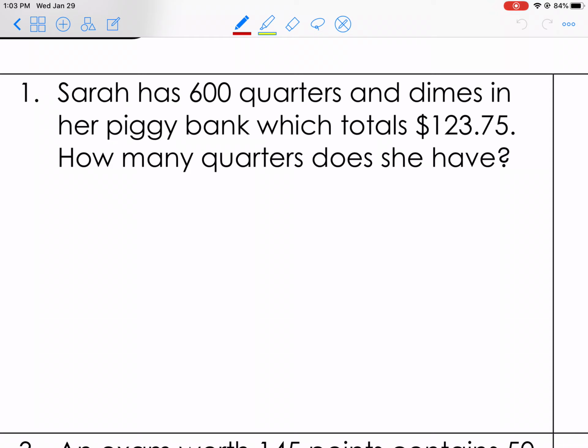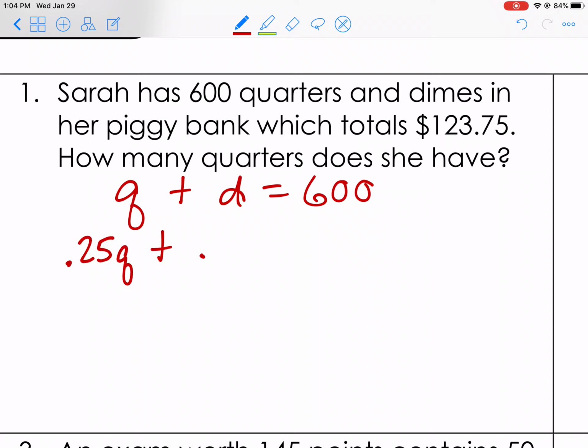So in her piggy bank, she has all quarters and dimes, and it adds up to be 600. And when we talk about the value of each of these, we need to put value in with our quarter and dime as well. So each quarter is 25 cents, and each dime is 10 cents. And the dollar sign isn't super helpful here. That's unnecessary. Okay, they want us to find how many quarters.